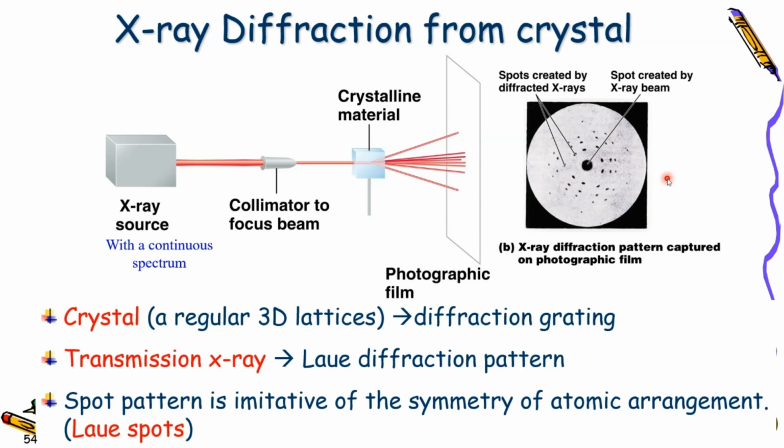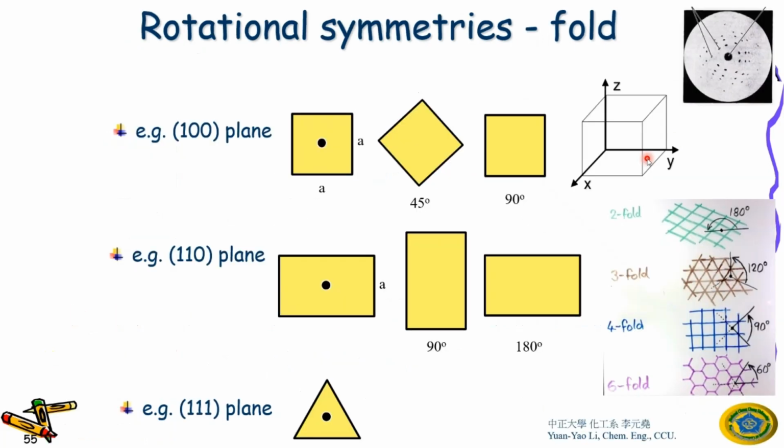So the spot pattern is indicative of the symmetry of the atom arrangement. This is called a Laue spot. This is in order. You can see that the spots are not randomly distributed. This has a kind of symmetry. For example, if you cut here, you will find that it looks like a mirror pattern. So what I want to tell you is that this pattern not only tells you what kind of material you are looking at, but also what kind of plane is facing the X-ray.